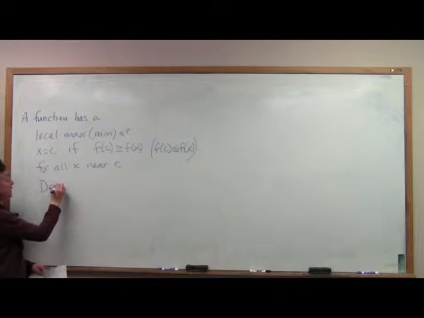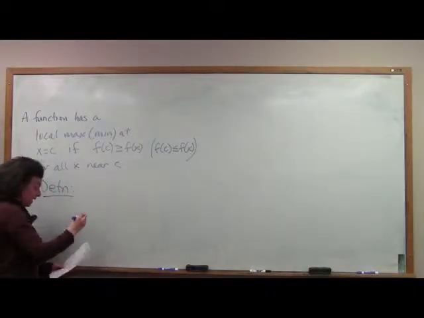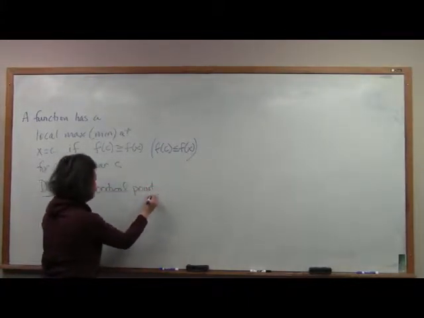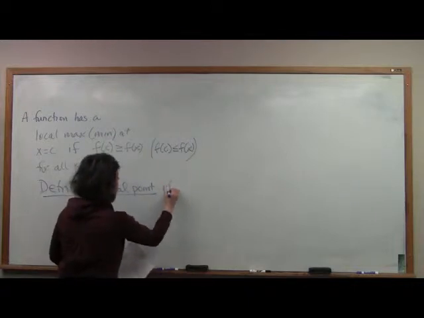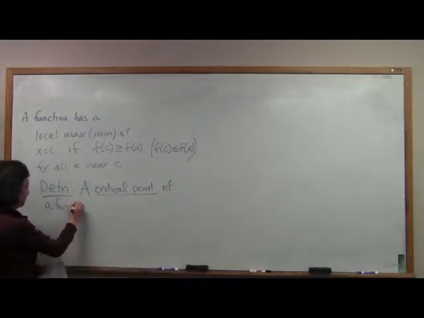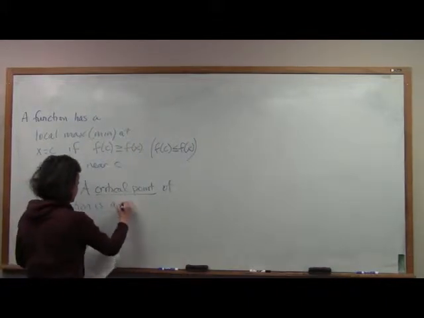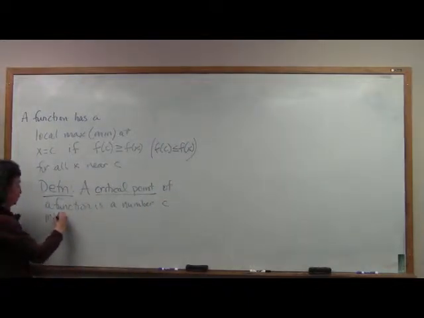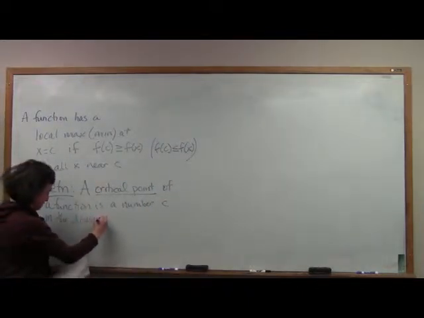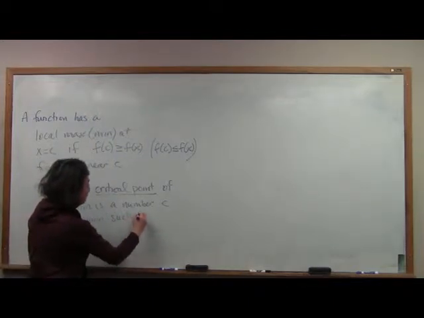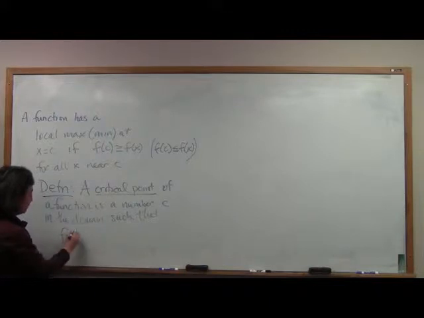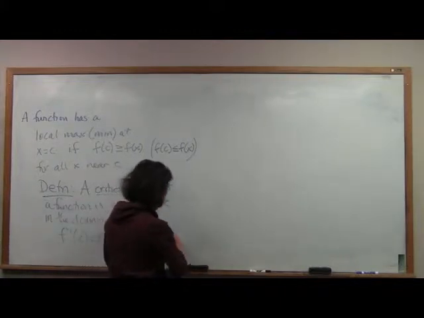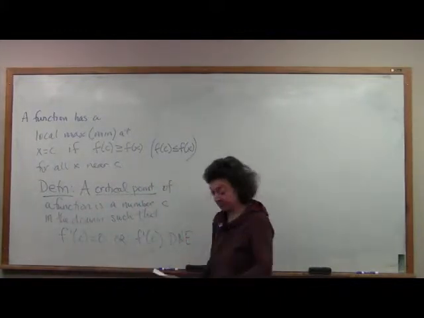So what I want to do is write a definition here. I'm going to tell you that a critical point of a function is a number, which we'll call c, in the domain such that either my derivative is equal to 0 or my derivative at that point, I'm going to write DNE, that's short for does not exist.